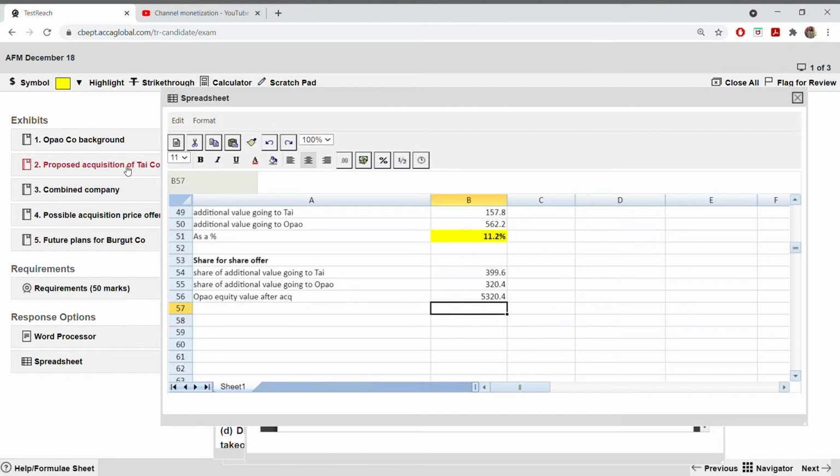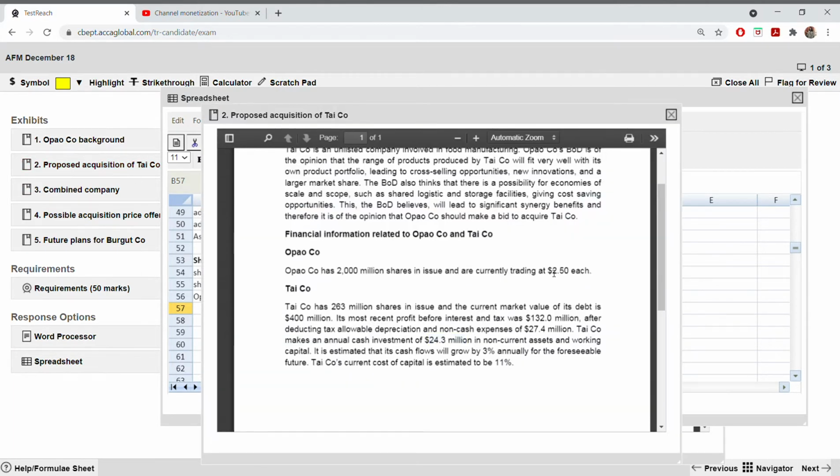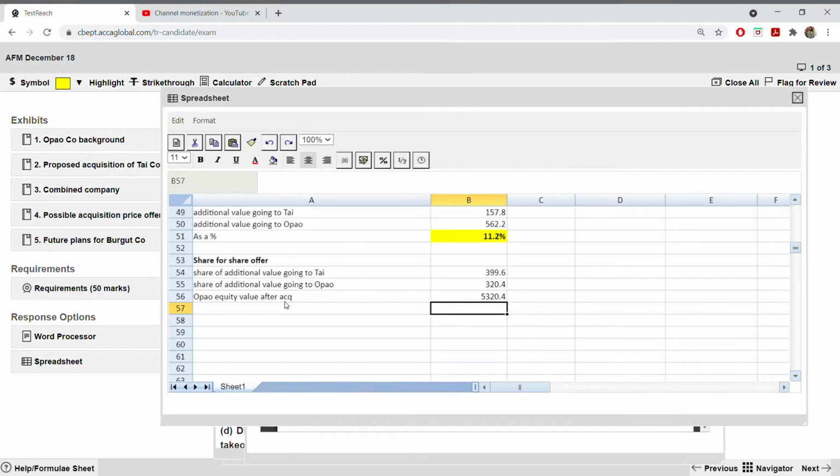Why? See here, the share price, which is 2.5 for Oppo, is before acquisition. After acquisition, the share price changes. This is a combined company now, so it's not about the share price of Oppo or Thai. It's just one share price, the combined company share price, which we have to find out. It's not given. So Oppo company's share price after acquisition. Why Oppo company? We don't say Thai company share price after acquisition, because Oppo is the one who is going to take over Thai. So whatever the share price is remains with Oppo. Now the two companies are merged and it will be known as Oppo company share price after acquisition.